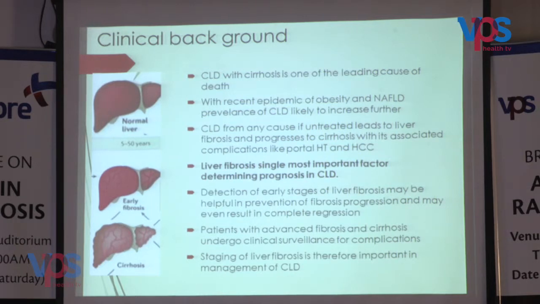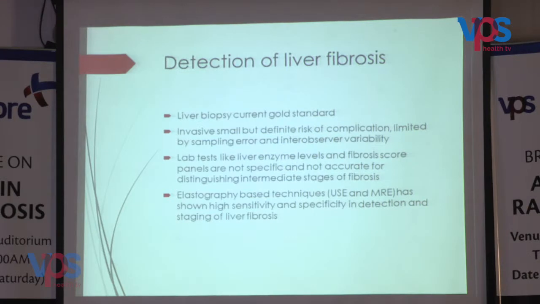Patients with advanced liver fibrosis and cirrhosis often undergo clinical surveillance, and staging of liver fibrosis is very important because of all these reasons. Liver biopsy, as you know, is the current gold standard, but it samples a very small volume of the liver. You can sample a normal part of the liver which is already cirrhotic, and you can get an erroneous value. And it is invasive, with a small but definite risk of complications. Lab tests are good but often not very specific. Elastography-based techniques have come to the forefront in this setting.